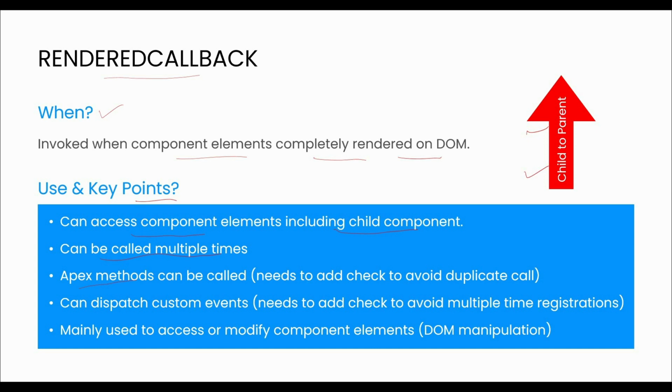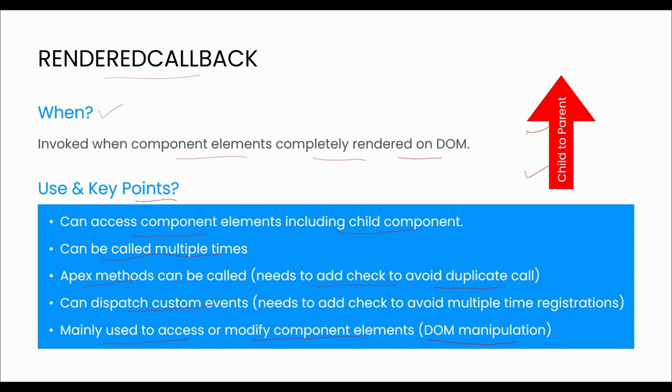So if we are performing any logic here, then we have to put a check to avoid duplication. And it is also not recommended to call Apex methods and dispatch custom events from here. Now you might be thinking, then why should we use rendered callback? It is mainly used to access or modify component elements, or we can say to do DOM manipulation.